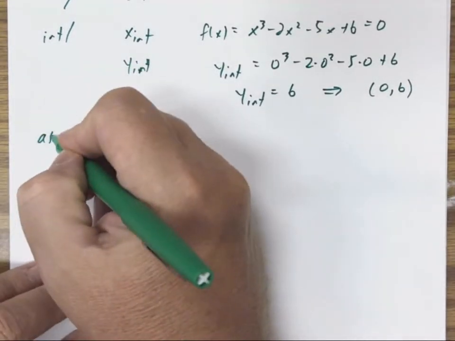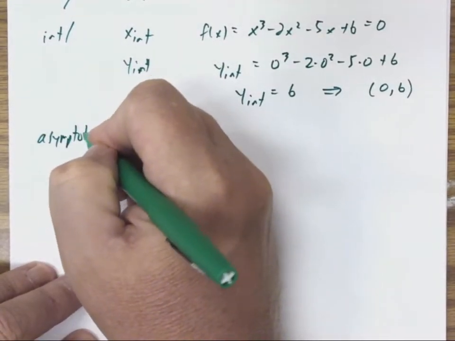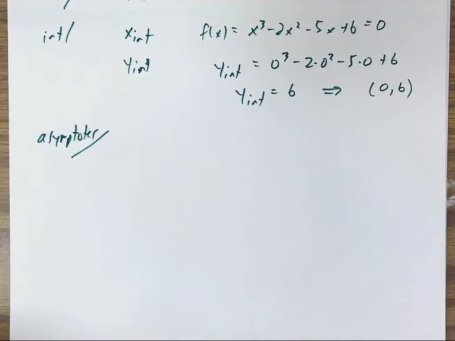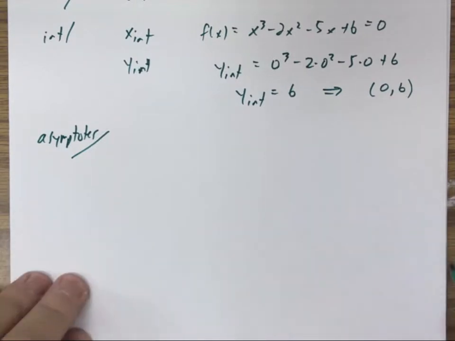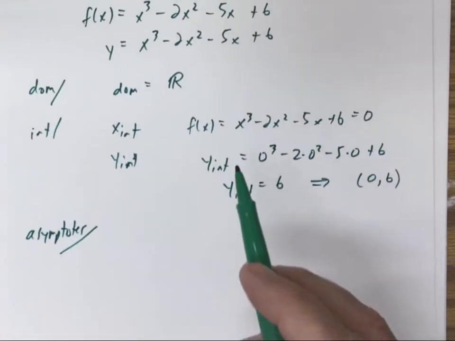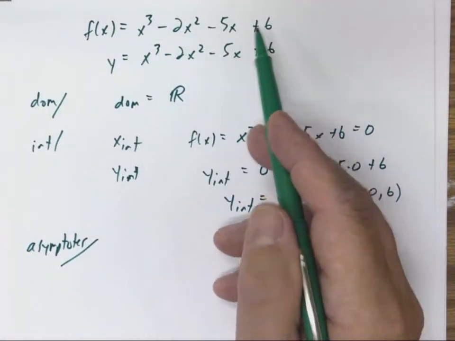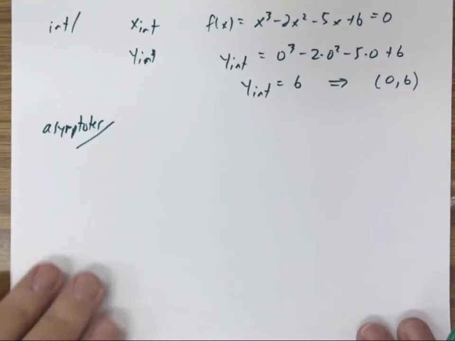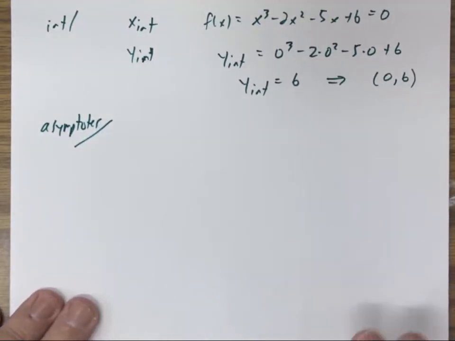In this case, asymptotes: normally the only time you have asymptotes is when your original function is a fraction. When your original equation or function is a fraction, then normally you have asymptotes. In this case, there's no fraction here, therefore no asymptotes for this problem.